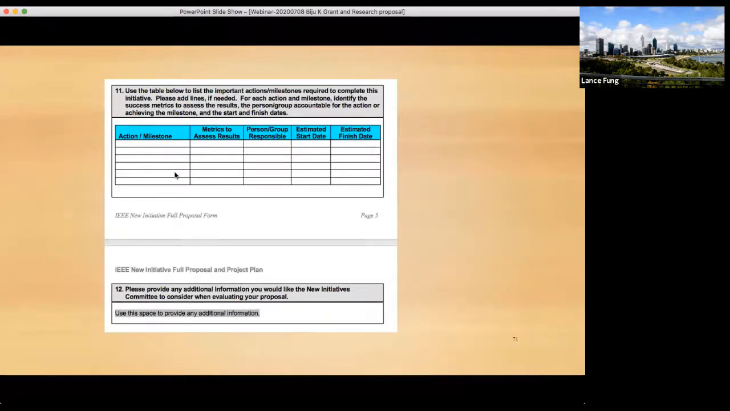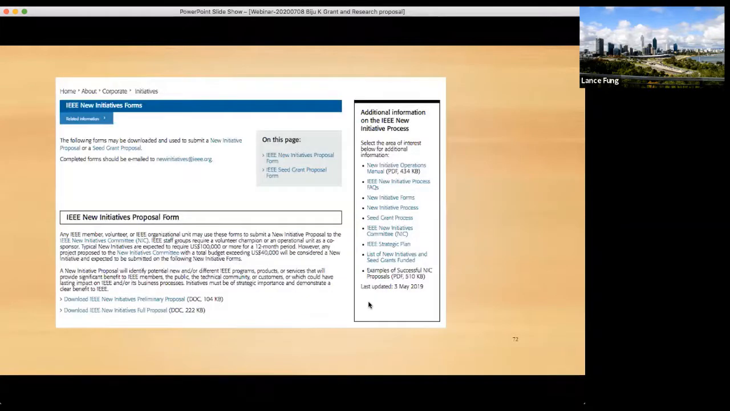In addition, for any successful project, you need to give a regular quarterly report to the NIC committee as well. Any additional information. So as you can see, these are the examples. I did not really teach you how to write a proposal, but I can use this one as an example to illustrate what you are expected to supply.